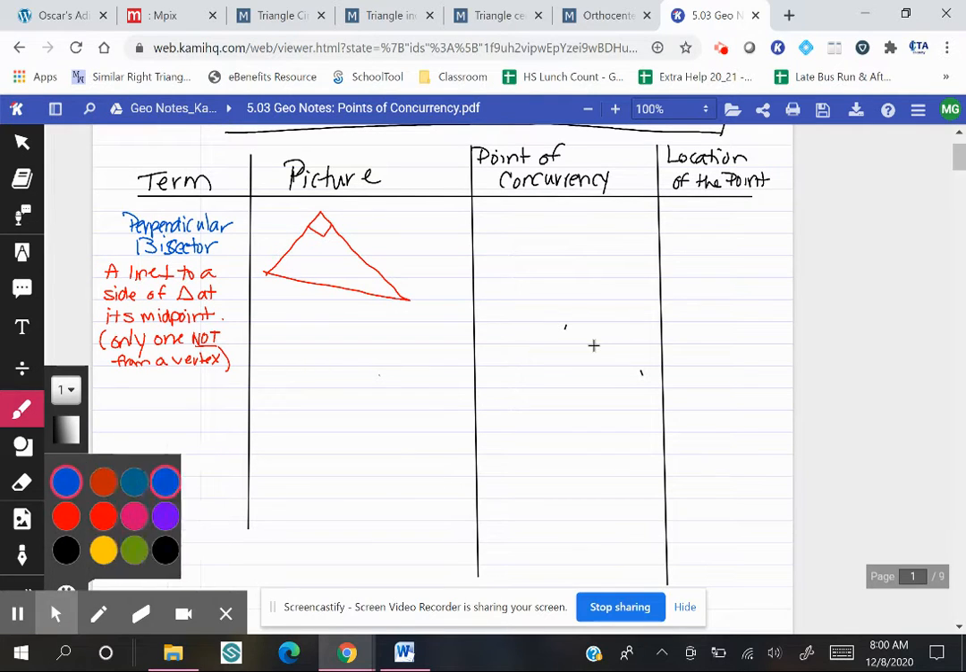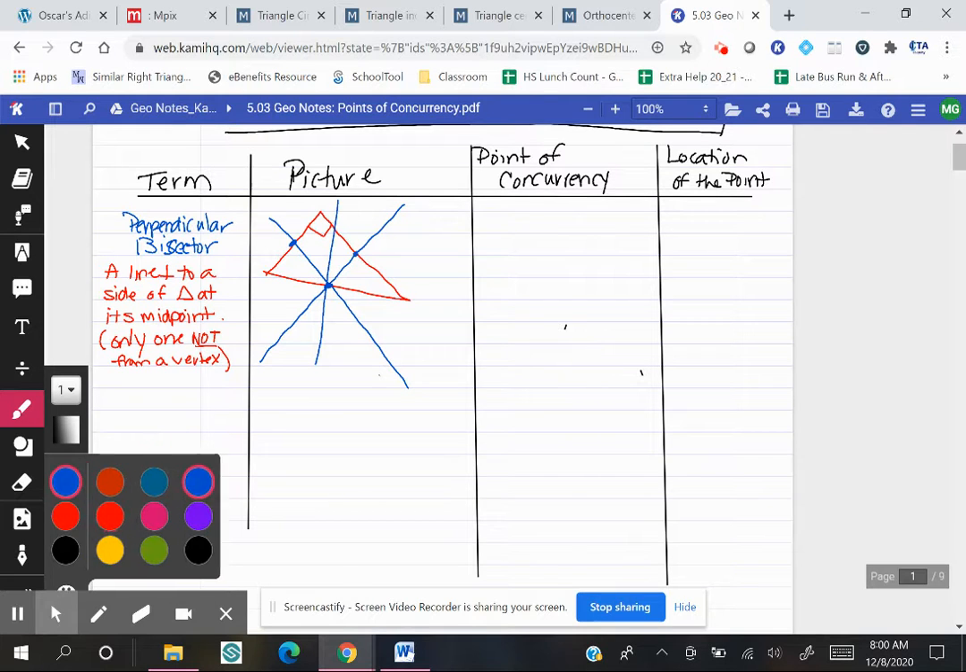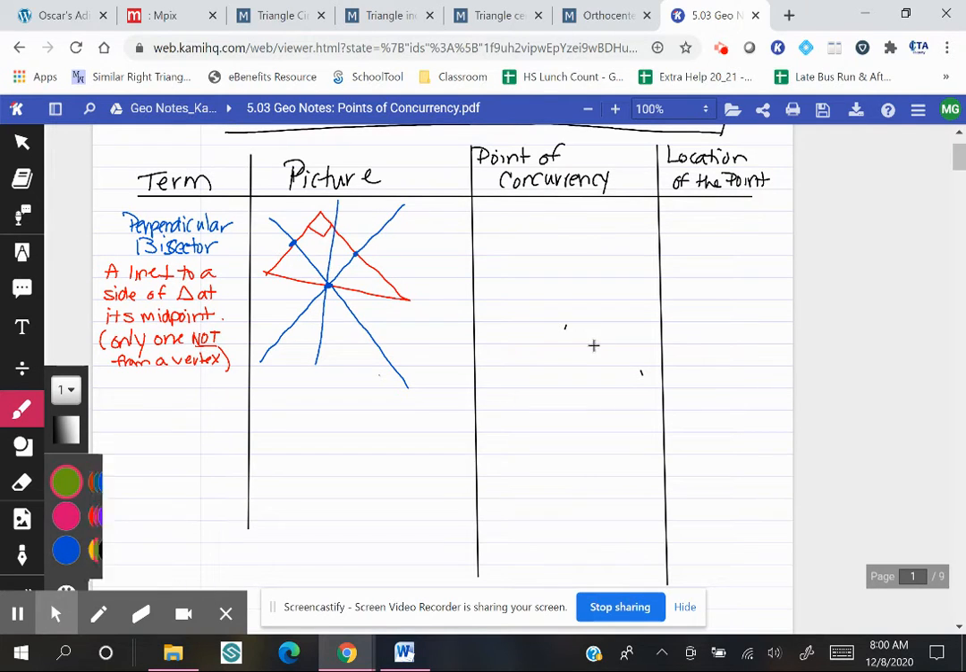And then I draw in my perpendicular bisectors. So I would find the midpoint of this side and then draw a perpendicular line through there. I would find the midpoint of this side and draw a perpendicular line through there. And then I would find the midpoint of this side and draw a perpendicular line through there. So you'll notice when you have a right triangle, our point of concurrency actually lies right on the triangle.